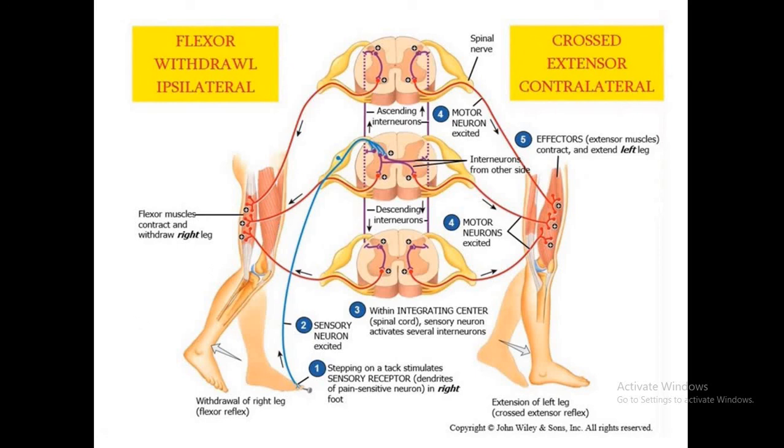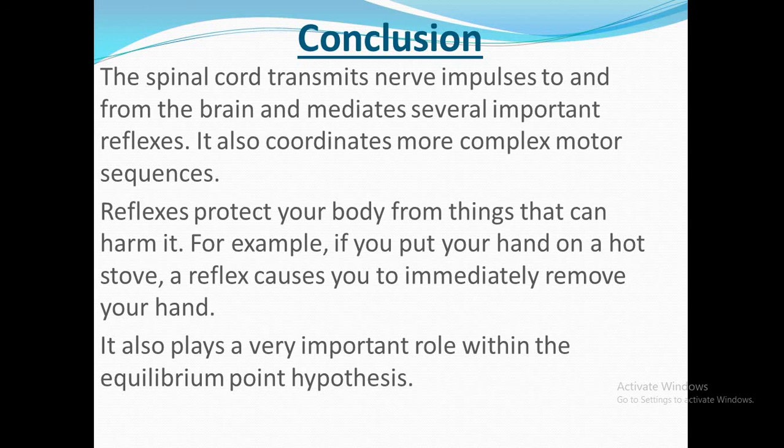And at the end, my friends, we will conclude. Conclusion. The spinal cord transmits nerve impulses to and from the brain and mediates several important reflexes. It also coordinates more complex motor sequences. Reflexes protect your body from things that can harm it. For example, if you put your hand on a hot stove, a reflex causes you to immediately remove your hand. It also plays a very important role within the equilibrium point hypothesis.